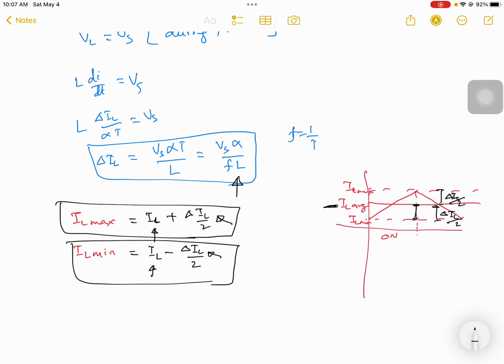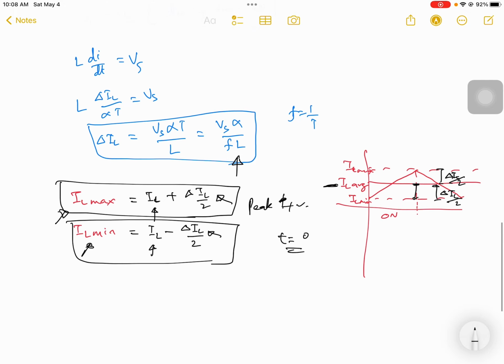This maximum inductor current is the peak current, the positive peak here, and this one we can also consider as a negative peak, but it depends upon where you start and how you are considering it. For example, if you start from T0 plus or minus, then it may start from negative.